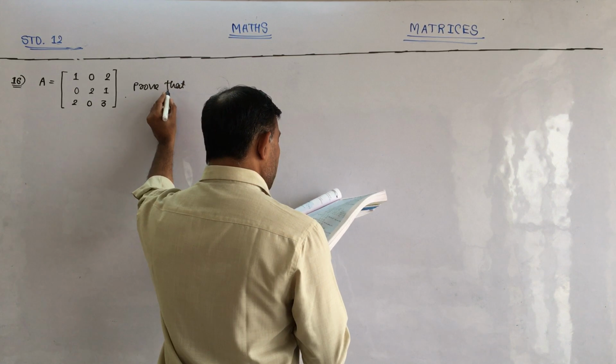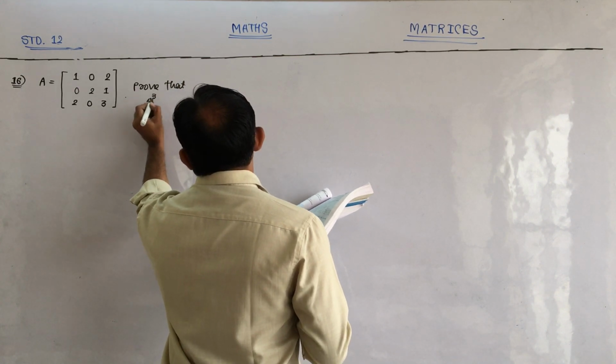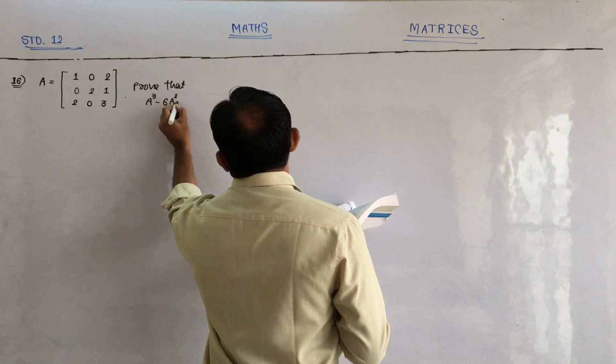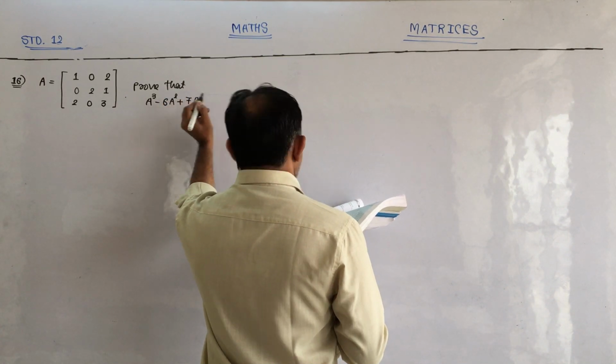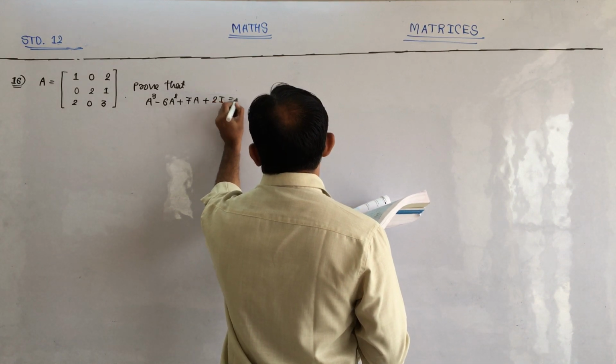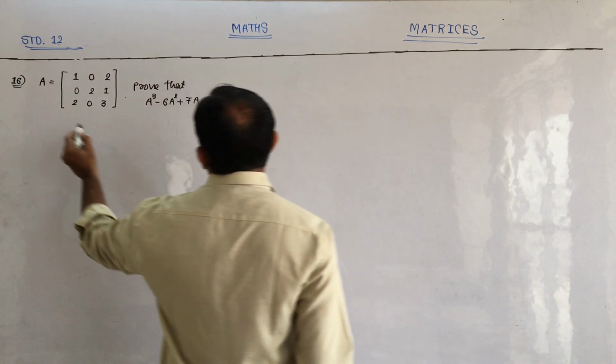Then prove that, what we have to prove? A cube minus 6A square plus 7A plus 2I is 0. We have to prove this result.